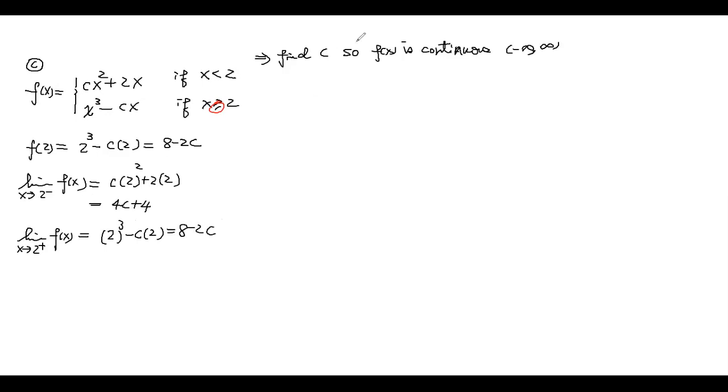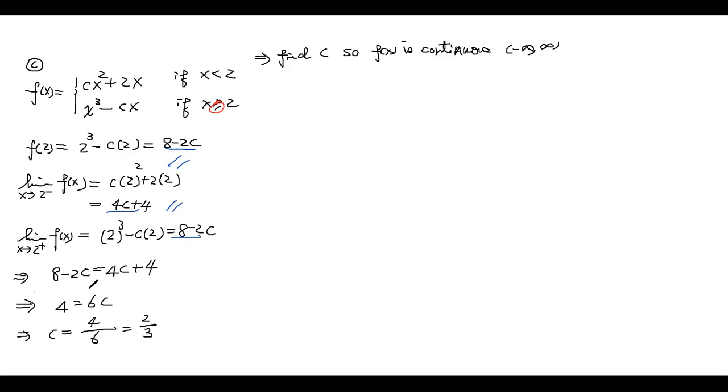So by our continuity definition, this one and this one all have to be equal, correct? So that means 8 minus 2c will be equal to 4c plus 4. And what you get here, 4 is equal to 6c. So c is equal to 4 over 6, which is 2/3. So when c is equal to 2/3, then this function will be continuous on the whole real number line here, right?